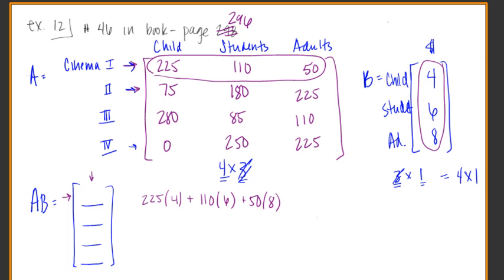And if we put all that in our calculator, 225 times 4 and 110 times 6 and 50 times 8, we'll get an answer of 1,960. Okay, so that's the element that's sitting right there, 1,960.